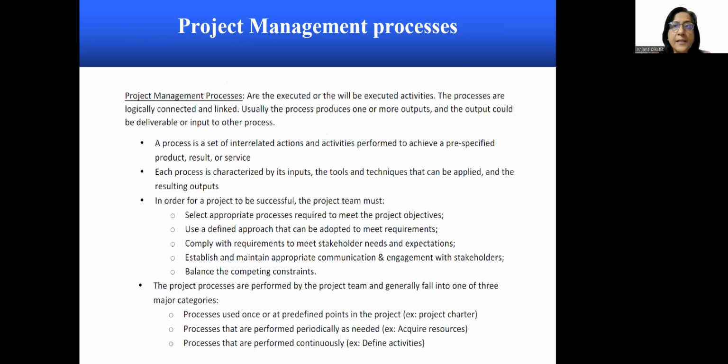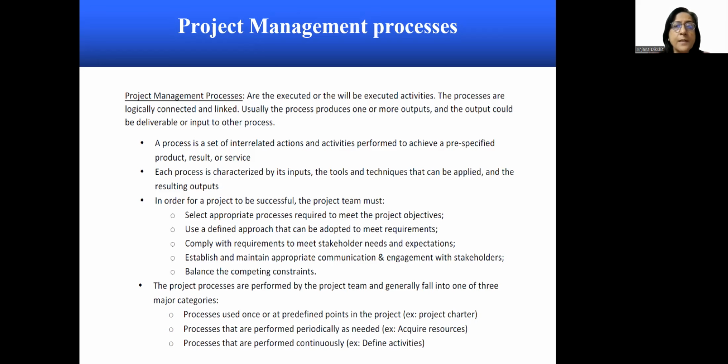Now let's look at project management processes. Project management processes are activities that are executed or will be executed. They are logically connected and linked. And usually the processes produce one or more outputs, and the output could be a deliverable or an input to another process. So a process is a set of interrelated actions and activities performed to achieve a pre-specified product, result, or service.